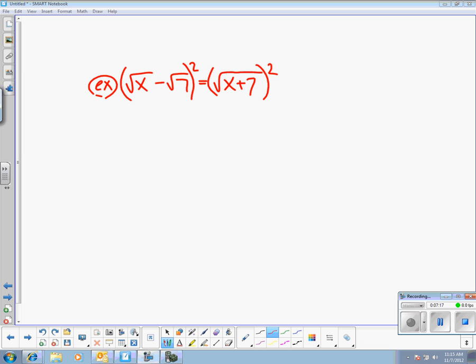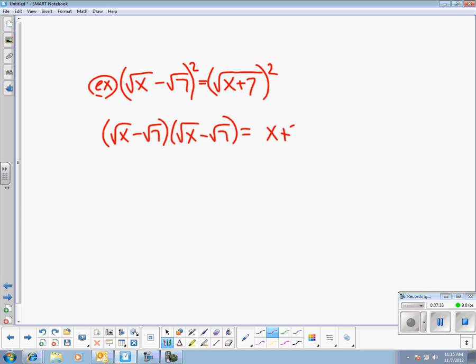So remember back here, you cannot just do x minus 7 on the left. That's a big no-no. I have to write it twice and FOIL it. If you can FOIL it without writing it twice, good for you. If not, write it twice and FOIL it. This side's going to be x plus 7. So that's one good thing. I've gotten rid of the radical on the right. So over here, I FOIL. I get x minus radical x times radical 7, which is a radical 7x, minus radical 7x plus 7.